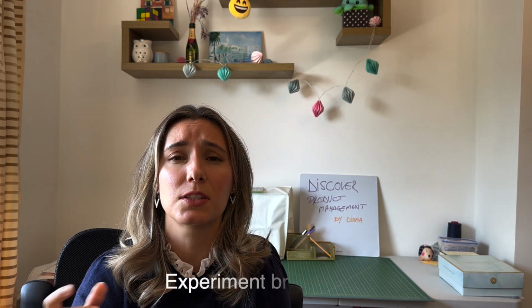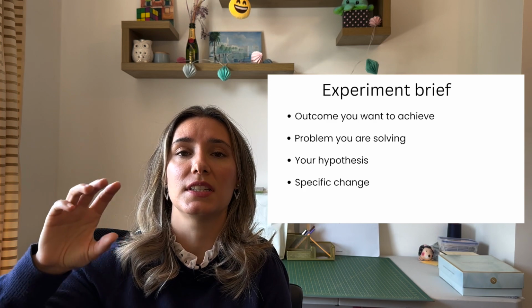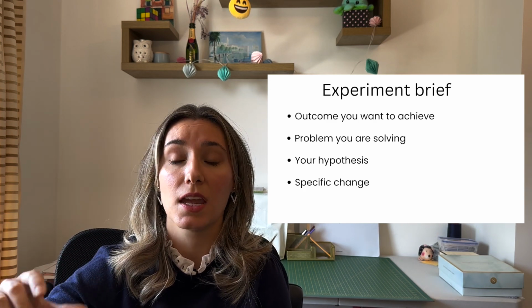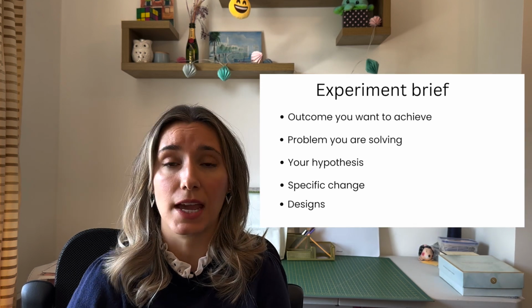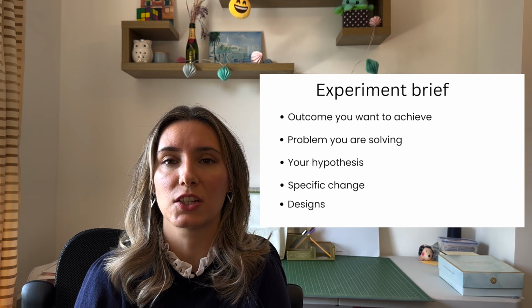I would definitely suggest when you're setting up your experiment to have an experiment brief, so you clearly highlight the outcome you want to achieve, the problem you are solving, your hypothesis, and the specific structure of the experiment. What specific change will you actually make? You could also add designs in there. That could be really powerful. So then later in time, you'll be able to see what was the exact change.